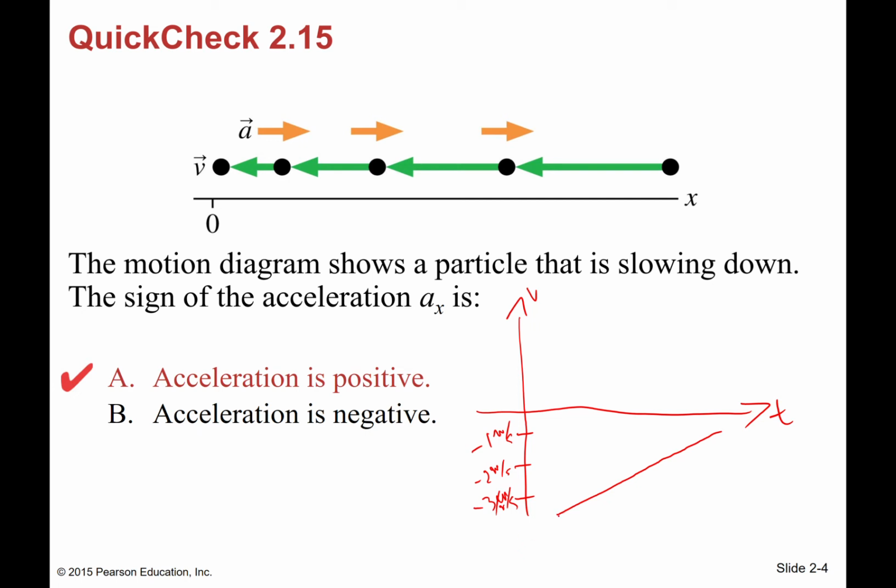So if your velocity has this shape, then the slope of this graph is a positive number, right? But the speed is decreasing. It's going from, say, 3 meters per second to almost 0. The velocity here is going from -3 to -1. So the object is slowing down because the speed is decreasing, but the acceleration is positive. So the acceleration causes the object to slow down.